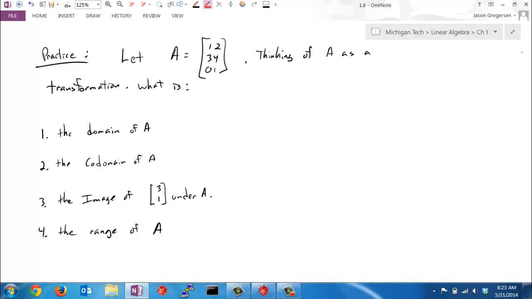And remember, check your answers with your neighbor. Also, if you think this is the size of the domain, grab a vector, put it next to A, and see if you can do the multiplication. See if a sample works.